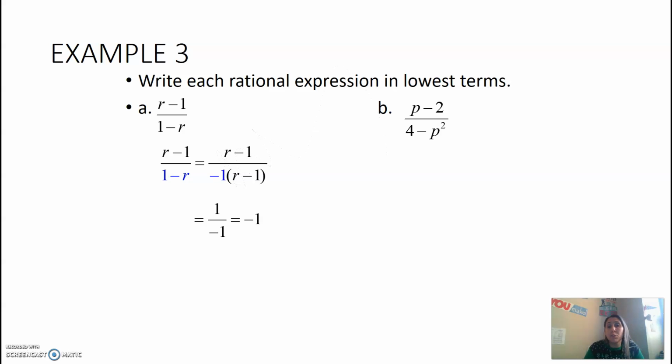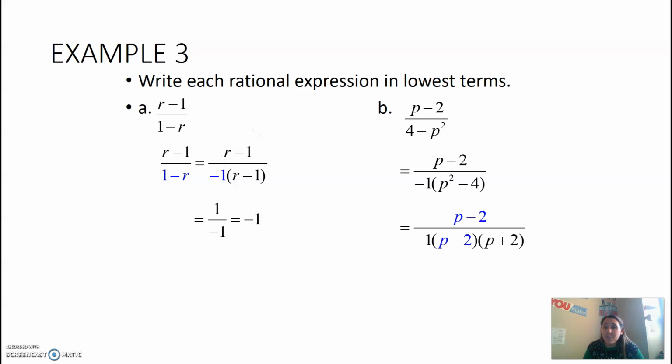The same could be true for p. So I could get p over 2, but I could factor out a negative 1 out of the p minus p squared. If I do that, then I end up with negative 1 times p squared minus 4. Now that's a difference of squares, and I can factor that. Now I have the same on the top and the bottom, so then I end up with 1 over negative 1 times p plus 2. We never want to have a negative in the denominator, so I am going to put negative 1 over p plus 2.